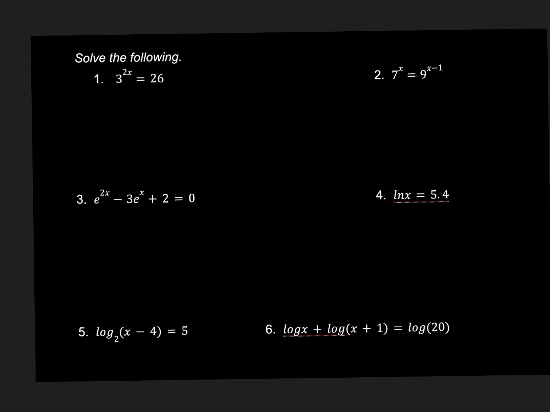Right, guys, let's knock this review out. Number 1 says 3 to the 2x is 26. Is first 6 or 7, just solving the equations. So what I'm going to do here is take the log of both sides and put the exponent in the front. Natural log 3 is natural log 26.